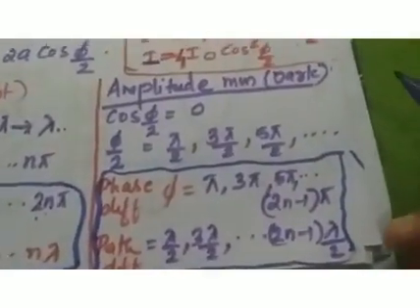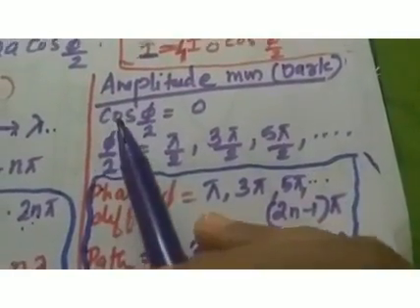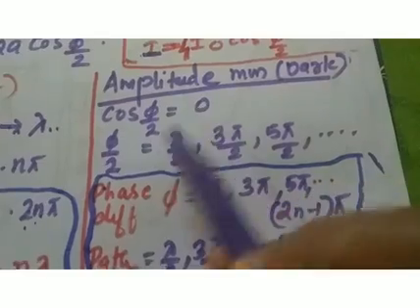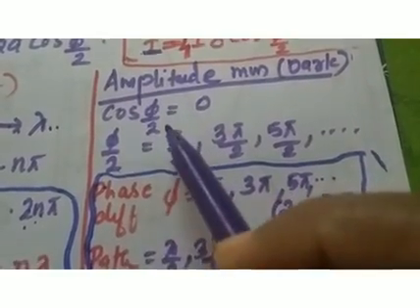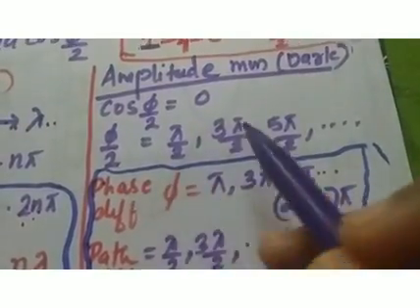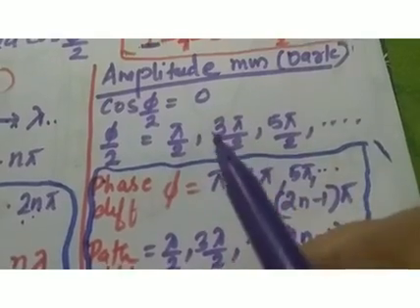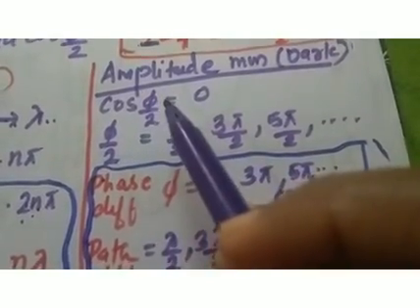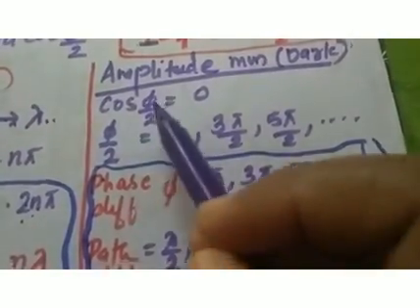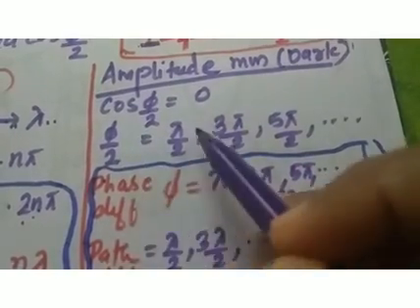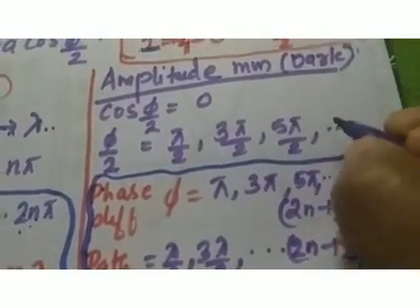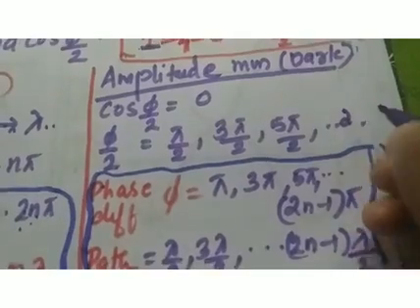Then what are the conditions to obtain darkness on the screen? Amplitude will be minimum when the value of cos will be minimum, that means 0. So when does cos theta take the value 0? Cos 90 is 0, cos 270 is 0. It goes on like that, odd multiples of pi by 2. Whenever theta is an odd multiple of pi by 2, cos theta will be 0. So here theta is phi by 2. So phi by 2 is equal to pi by 2, 3 pi by 2, 5 pi by 2, and it goes on like that.